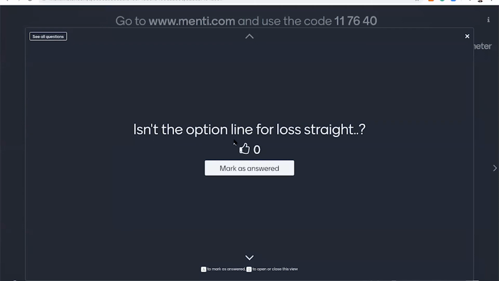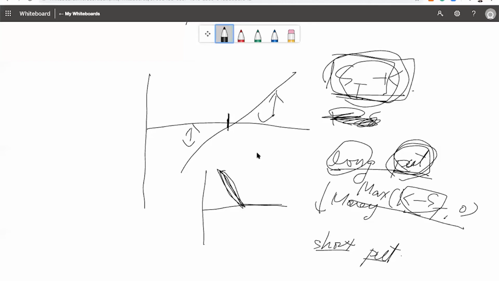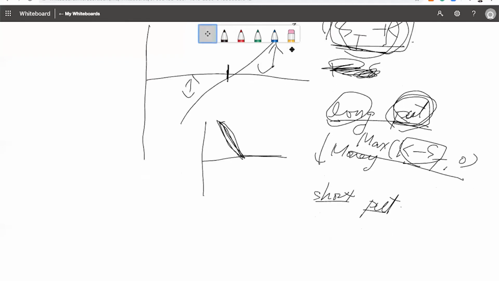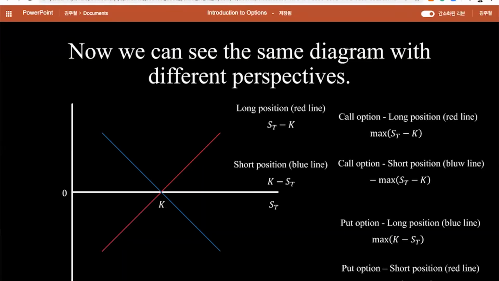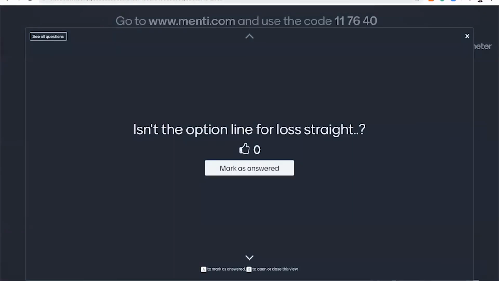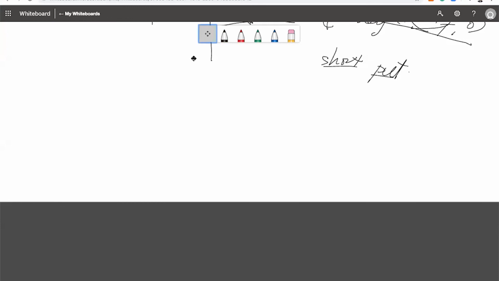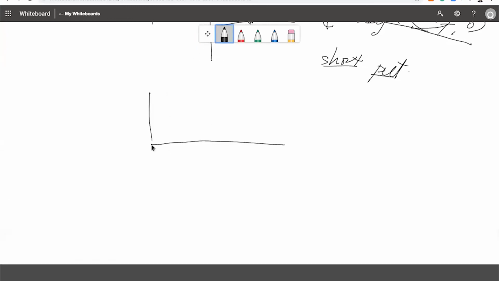So isn't the option line for loss straight? I think you mean... let's see your question again.